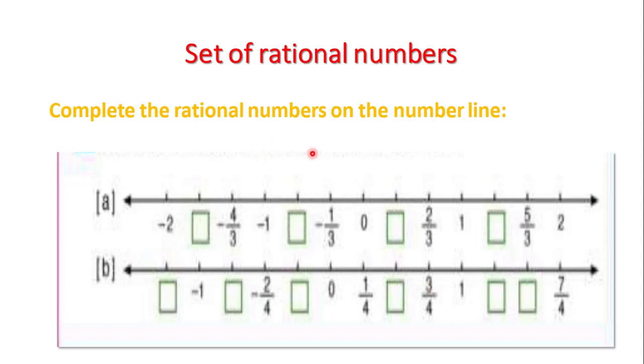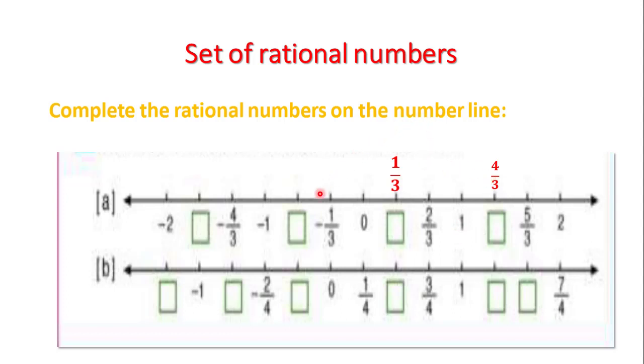Complete the rational numbers on the number line. Here we have 0, we have 2 over 3, 1 which is 3 over 3. Here we have 5 over 3. Let's begin with the first one here. It will be 1 over 3. Between 0 and 2 over 3, we have 1 over 3. Here we have 4 over 3, because here we have 1. 1 is 3 over 3, then 4 over 3.